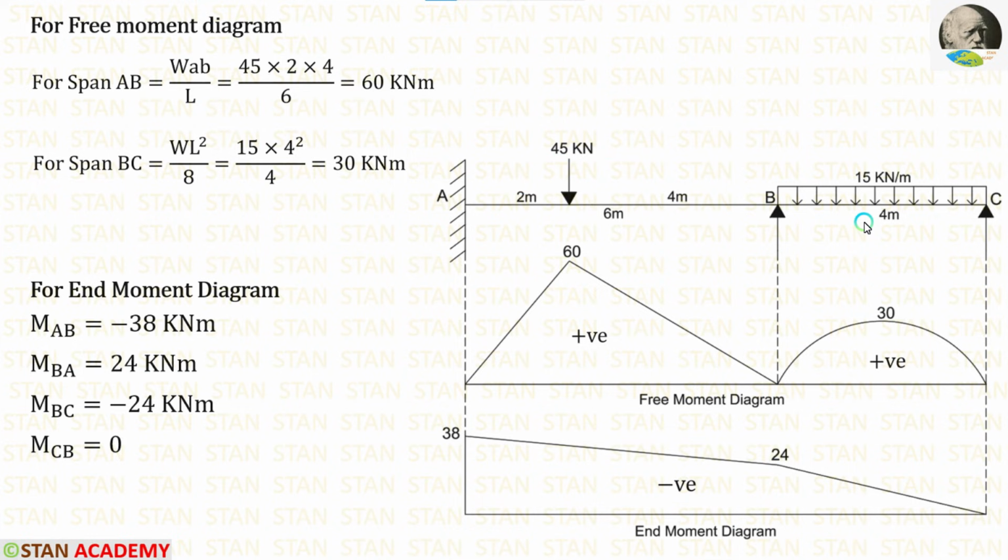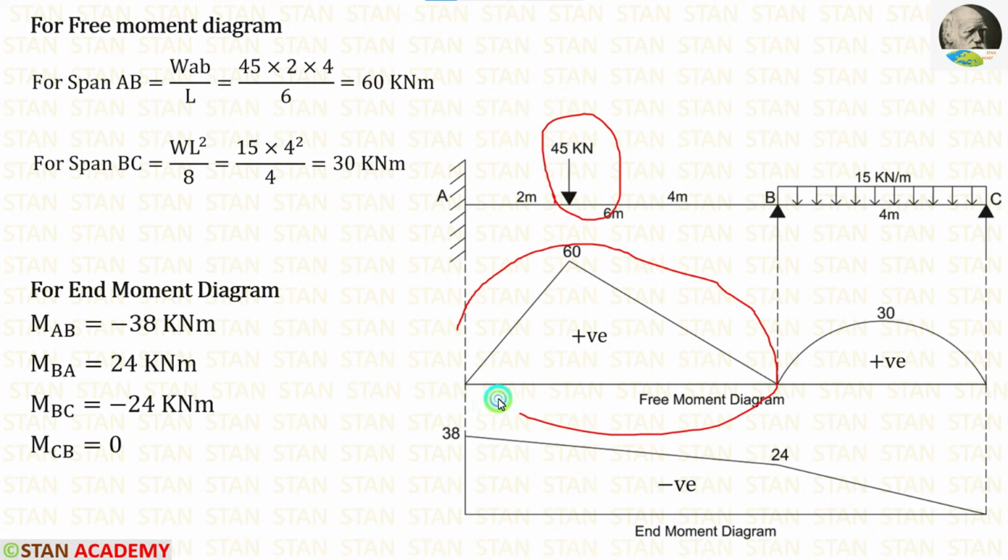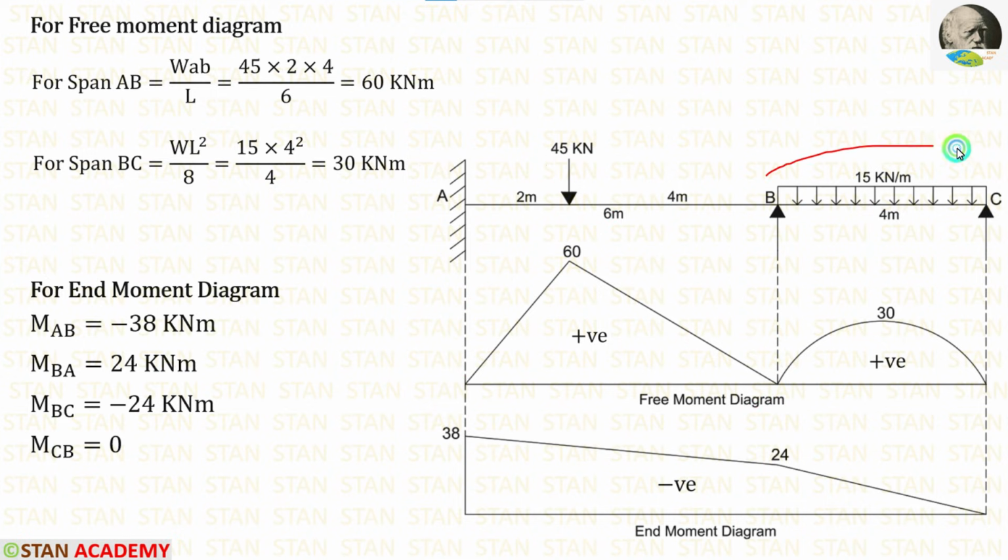If in the simply supported beam, UDL is acting for the full span, the formula for the maximum bending moment is WL square upon 8. Here W is 15, L is 4. When we apply in the formula, we are getting 30 kN meter. In the simply supported beam, we know that if the point load is acting, the bending moment diagram will be in the shape of a triangle. If UDL is acting, the bending moment diagram will be in the shape of a parabola.